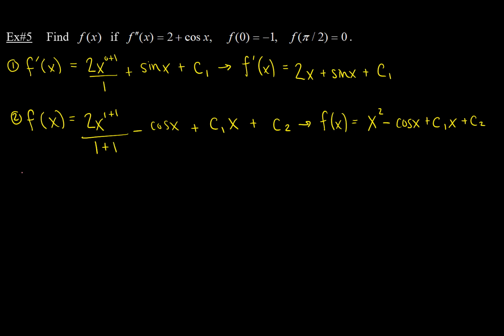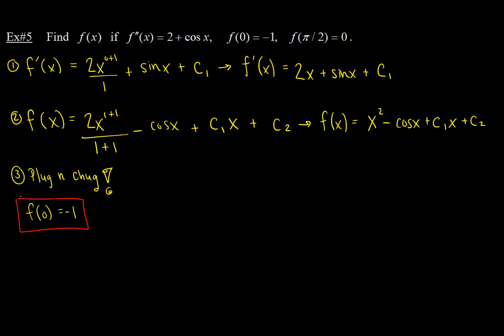Now here's my plug and chug stage. I actually have 2 things to plug and chug. I'm going to start with the first one. f of 0 equals -1.